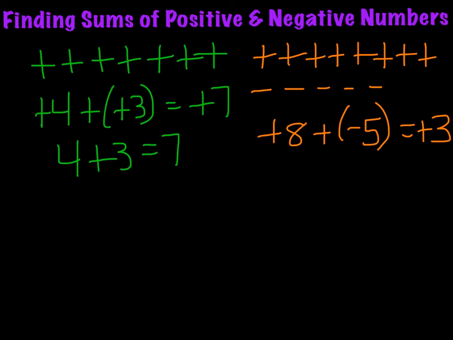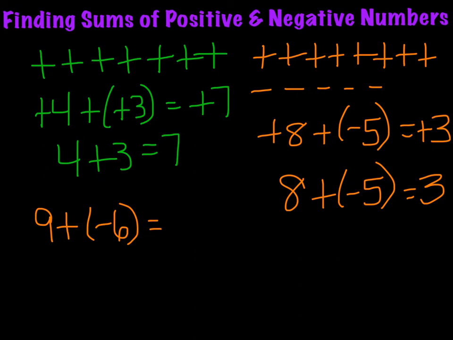Here is another number model using those same numbers. You will notice that we put this negative 5 in parentheses to differentiate the negative sign from being a subtraction sign. Now let's look at a number model and figure out how to solve this problem using counters. This problem says 9 plus negative 6 equals. We are going to figure out what this equals by drawing some counters.